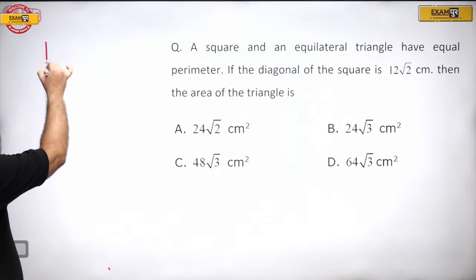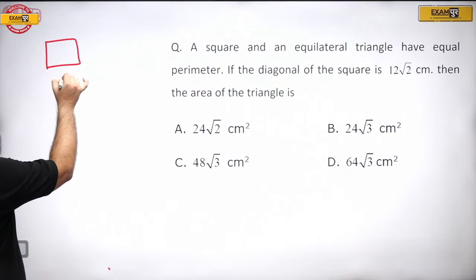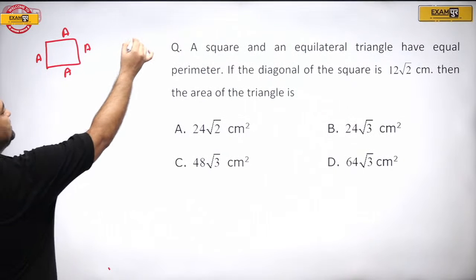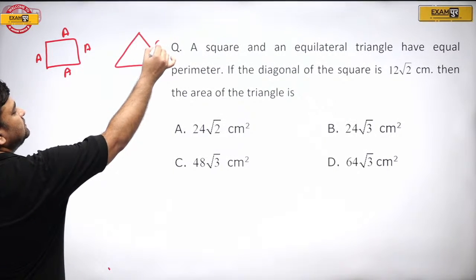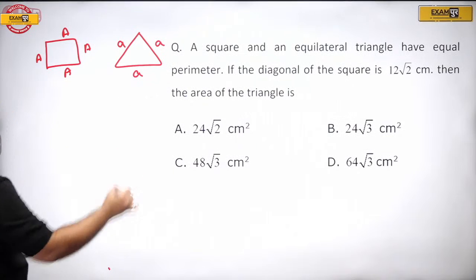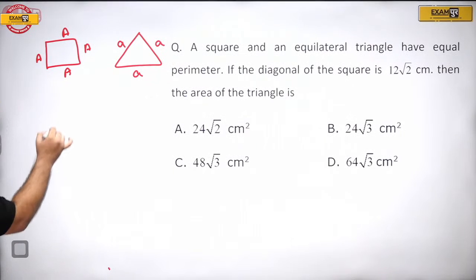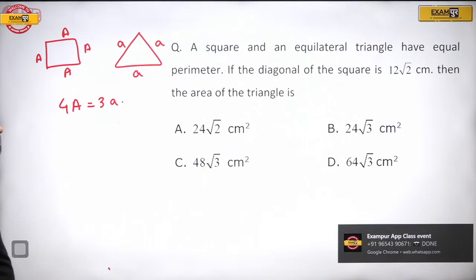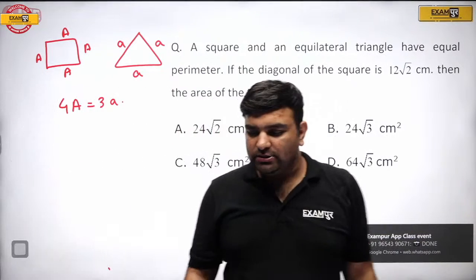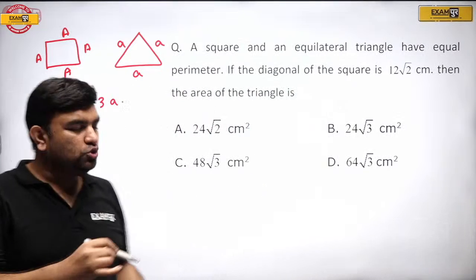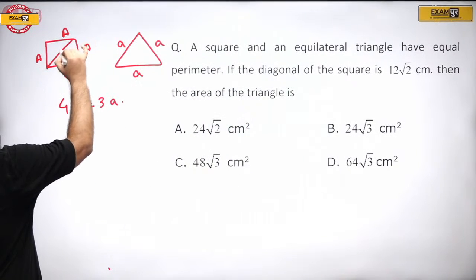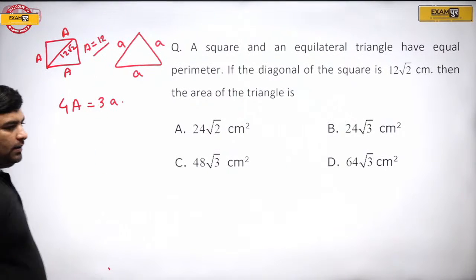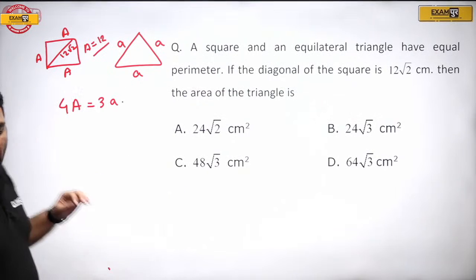A square and an equilateral triangle have equal perimeter. So I can say 4 times capital A is equal to 3 times small a. The diagonal of the square is 12 root 2. If the diagonal is 12 root 2, the side is 12.